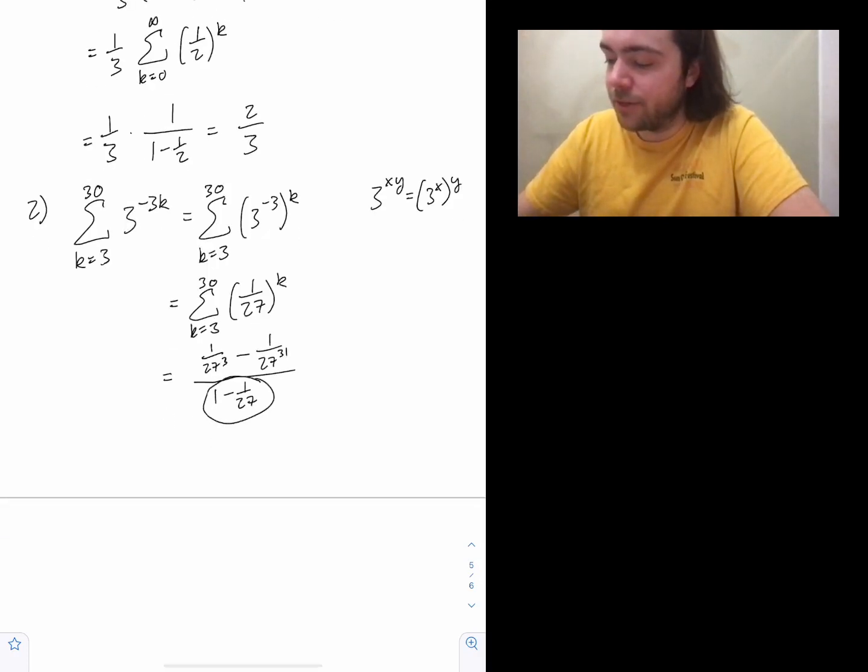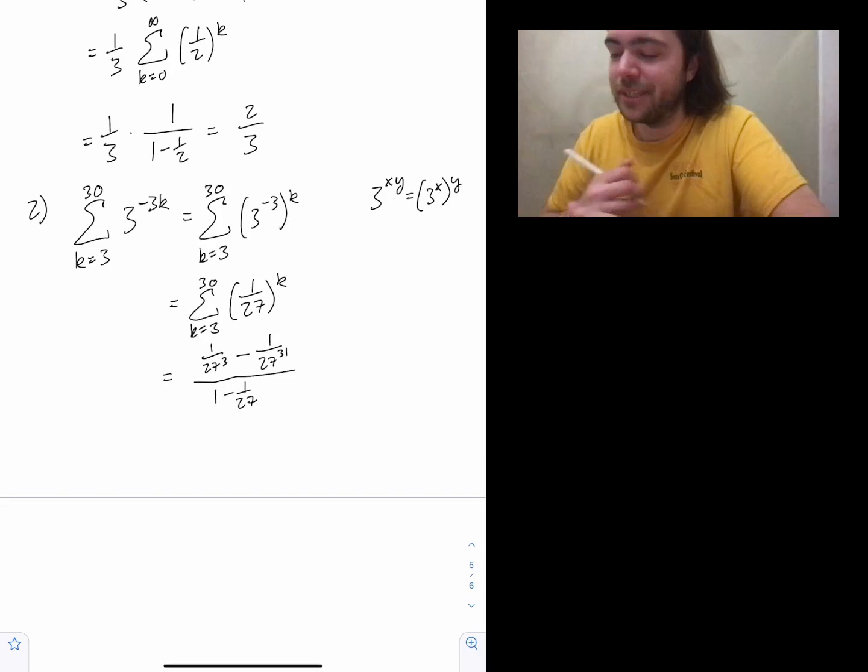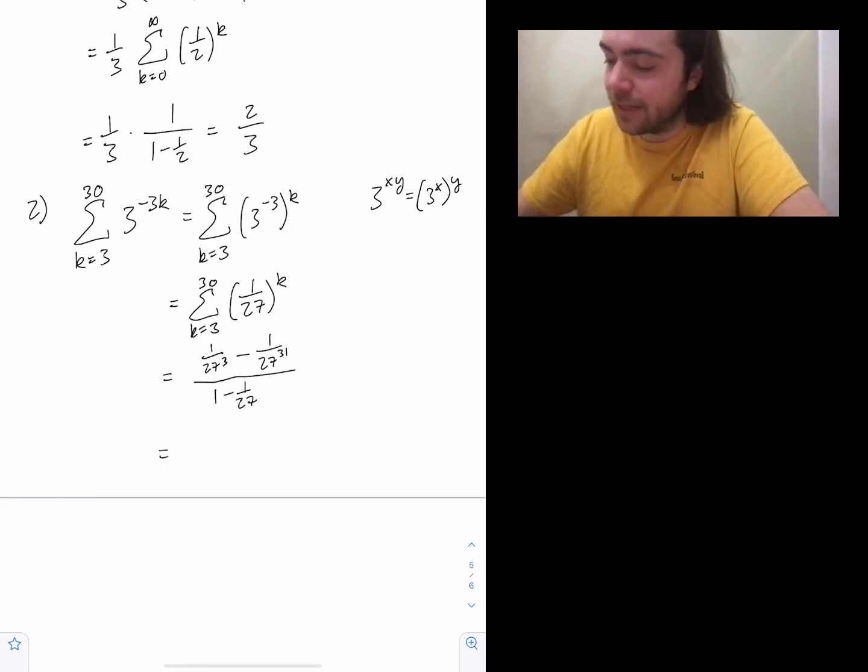Okay, 1 minus 1 over 27, that's just 26 over 27. When I divide by it, I'm multiplying the top by 27 over 26. That 27 is going to cancel one of these 27s in each of the denominators. So what I end up with is 1 over 26 times 1 over 27 squared minus 1 over 27 to the 30th.